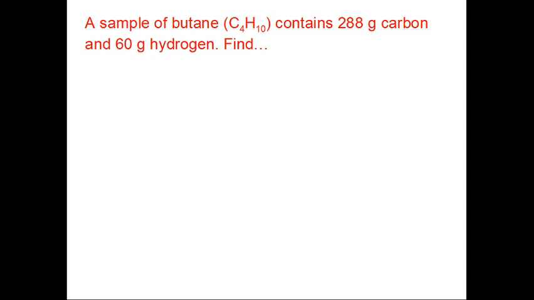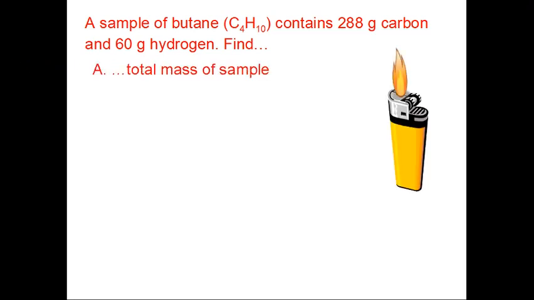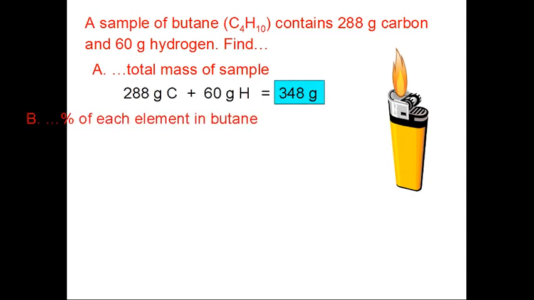Let's do another example. We have a sample of butane, C4H10, 288 grams of carbon and 60 grams of hydrogen. We must first find the total mass of the sample. Now, that should be pretty easy. If I tell you have 288 grams of carbon and 60 grams of hydrogen, total mass of the sample, surprise, surprise, what are you going to do? You're going to add. So we end up with 348 grams.